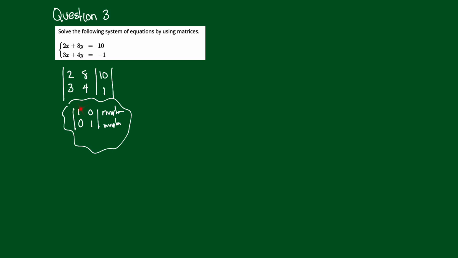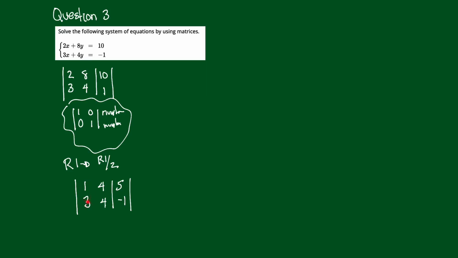So I need a 1 in this position. Now, I could just divide everything by 2. Why not? Everything's even, so let's do that. So how about this? Row 1 will become row 1 divided by 2. So the new matrix looks like this. So just look through and divide everything by 2. So how about 1, 4, vertical line, 5. I just divided everything by 2. Row 2 stays the same. 3, 4, negative 1. All right, now we've got the 1 in this position.